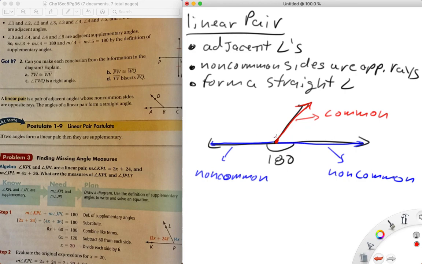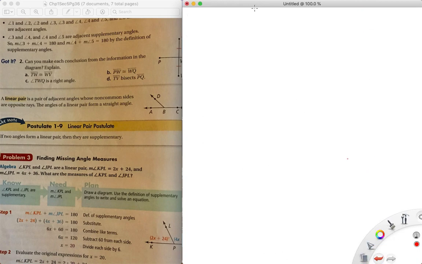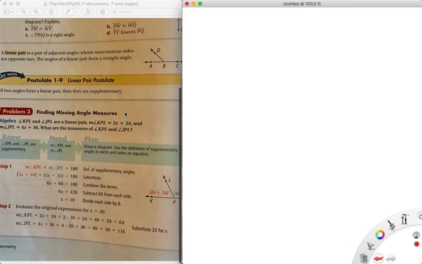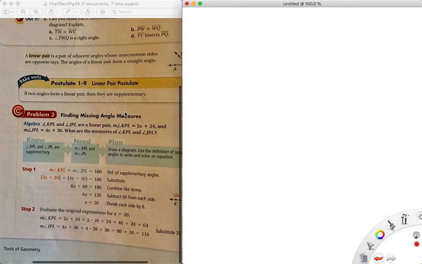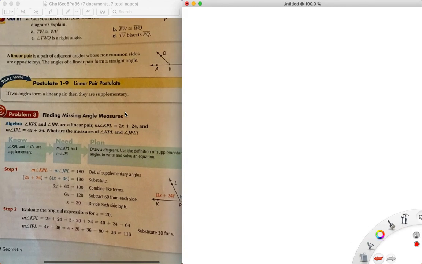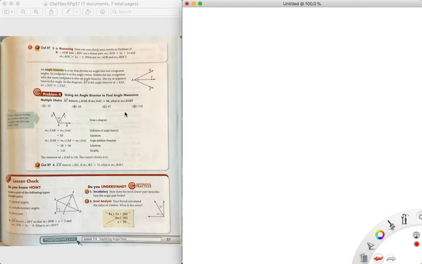These are adjacent angles and they form a straight line. These are a linear pair. So knowing that they are supplementary, or they add up to 180, we can do some math with it.